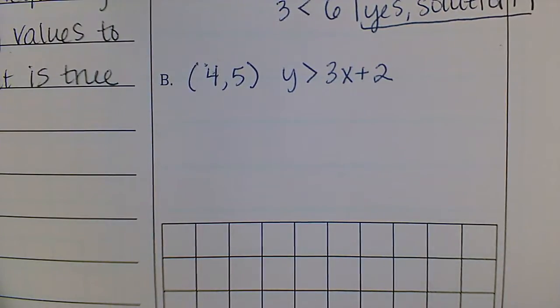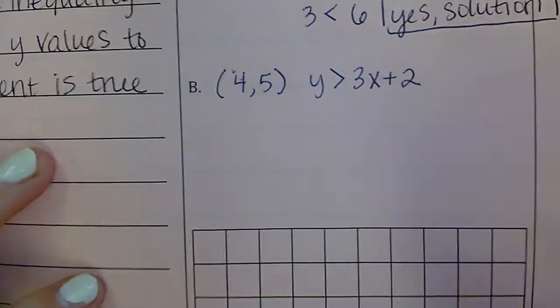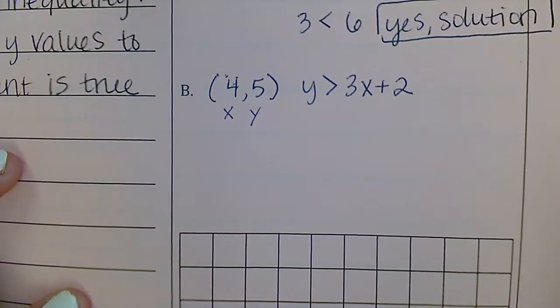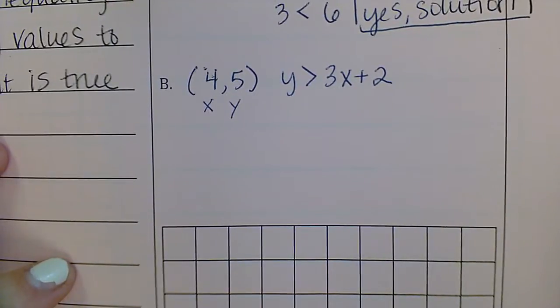Trey is always the first one to raise his hand, so I'm just going to assume he's raising his hand. Trey, tell me what I do first. Oh, good, Trey, nice. I label my x and y, and you're right, I'm going to plug in my 4 and 5 into my inequality.